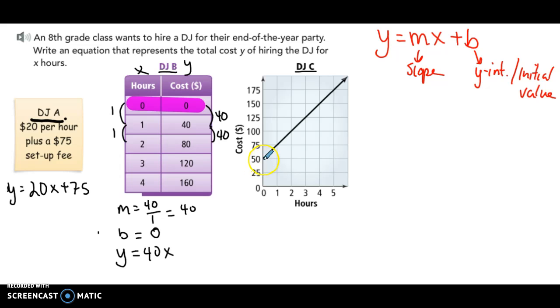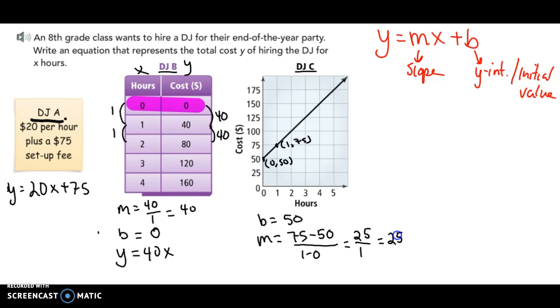DJ C, we start here at 50, so that tells me that my b value is going to be 50. Then as I look and choose another point here, I can choose the point 0, 50, and I can choose this point here, which would be 1, 75. Well, if I do my equation for my m value when I have 2 points, I get 75 minus 50 over 1 minus 0, which is 25 over 1, which is 25. So my equation reads y equals 25x plus 50. So these are all the equations that I would have for each DJ.